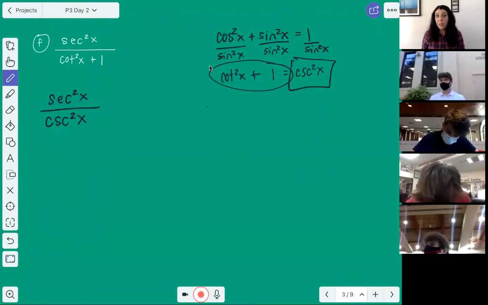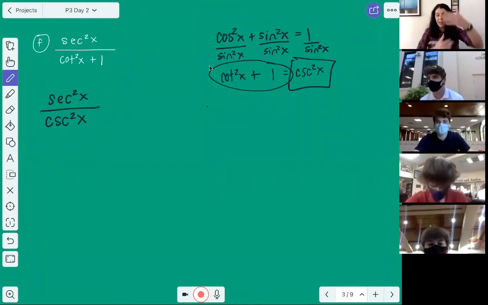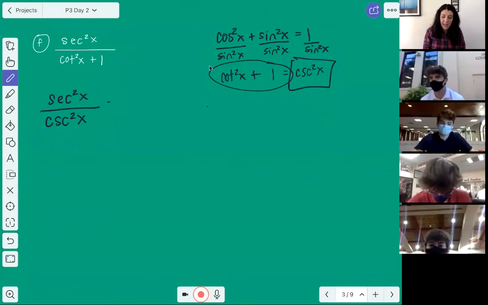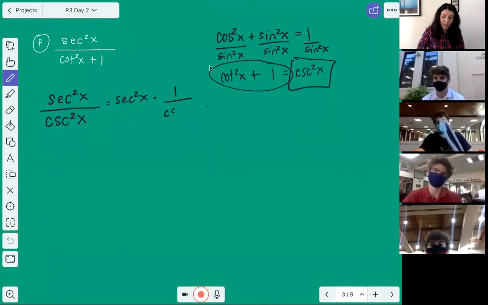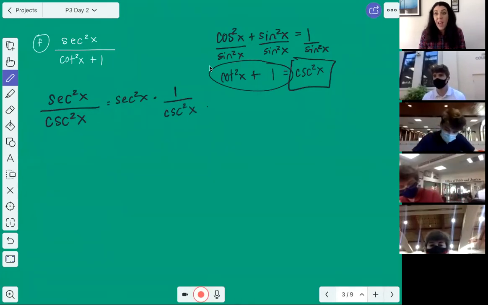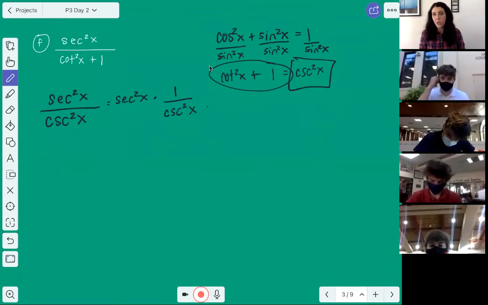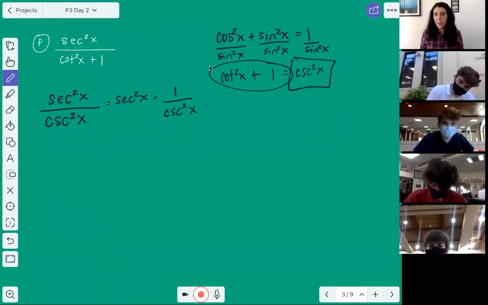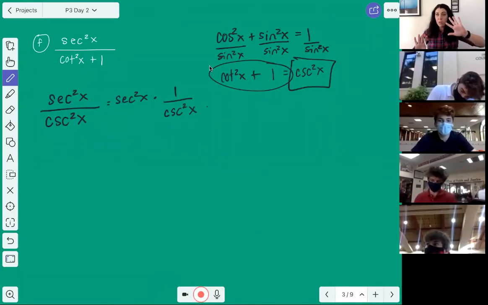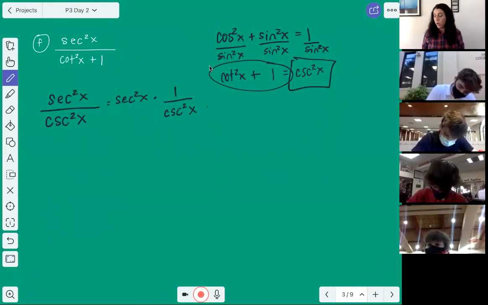Now from here, there's a couple different things you can do. We might get a little stuck, so it might be helpful to think of these in terms of sine and cosine. What a lot of students find helpful is getting rid of this something divided by something and writing it instead as secant squared x times 1 over cosecant squared x. This is exactly the same thing, and often this makes it so much easier to solve because then you're not having fractions within fractions. If you have something divided, you can multiply it as long as you leave one of them as 1 over.